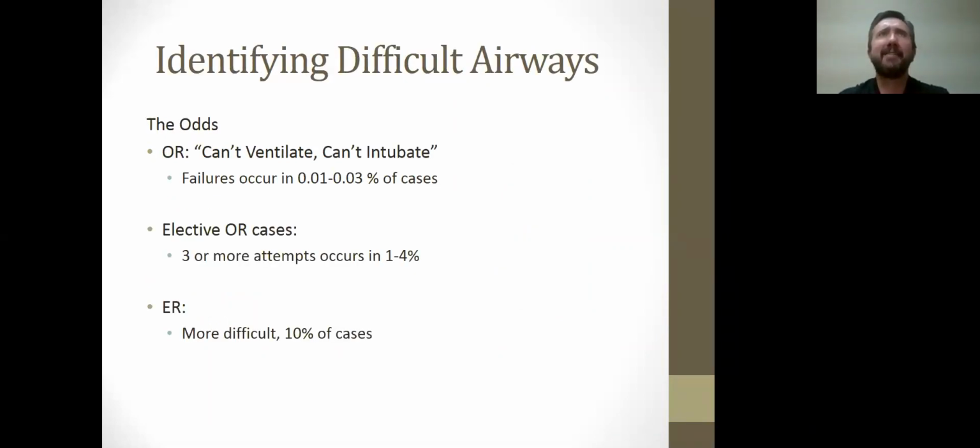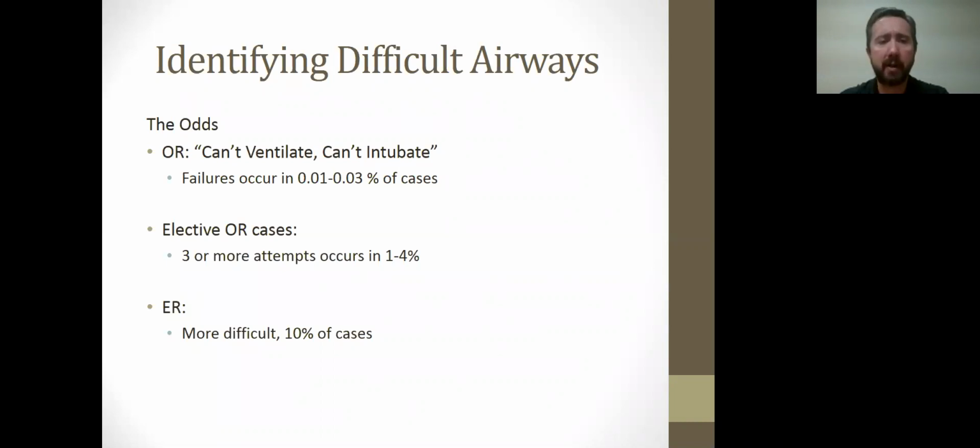So identifying a difficult airway, these statistics are straight from the JEMS magazine. The odds in the OR, can't ventilate, can't intubate, even though these statistics are relatively low, one failure is too many. Imagine that being your patient or your family member. One failed airway is too many. And a lot of times when we think of failed airway, we think of it as the clinician's fault, and we need to differentiate between that. It's not necessarily always the case.